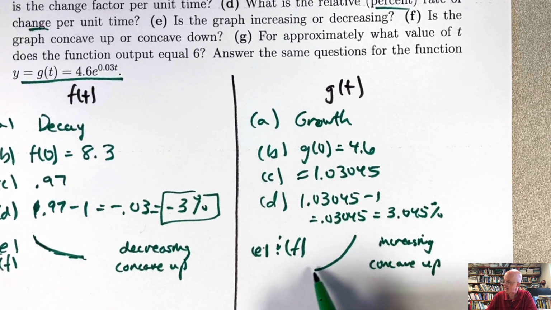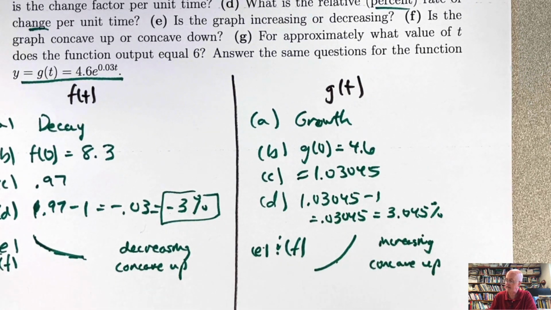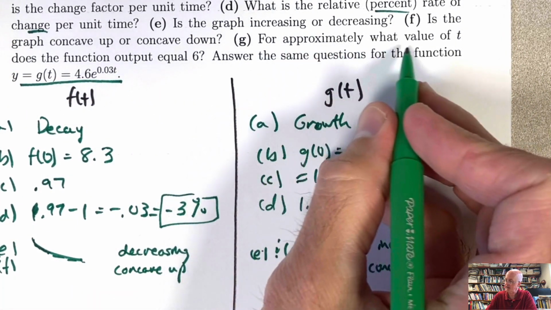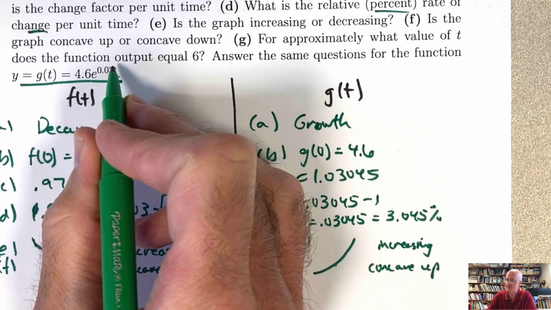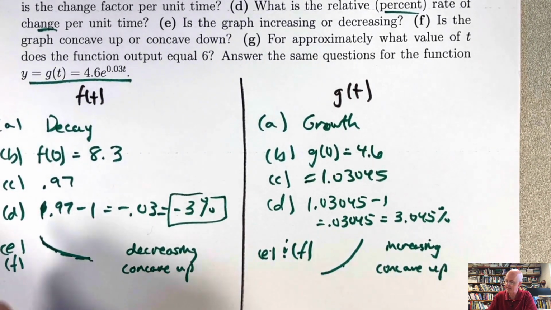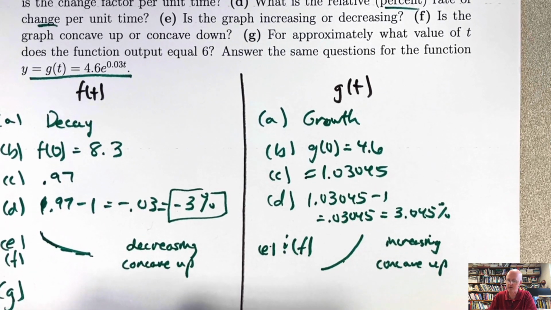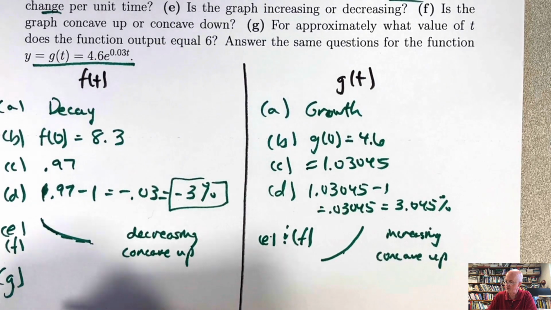This case, it's concave up. Yes, the slopes are increasing. They're positive this time. They are increasing. It's concave up. The last part, part G. For approximately what value of t in each case does the function output equal 6? Okay, I said in this video we're not doing logarithms. So to officially find the answer to that, you'd want to use logarithms. But here we will just use technology.